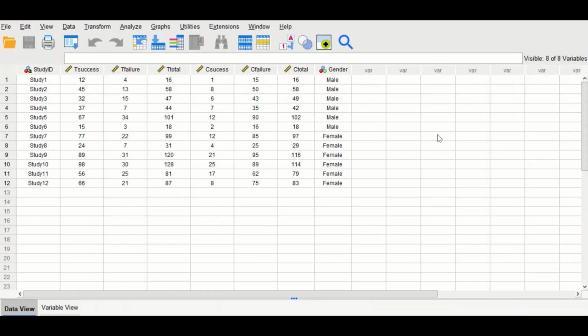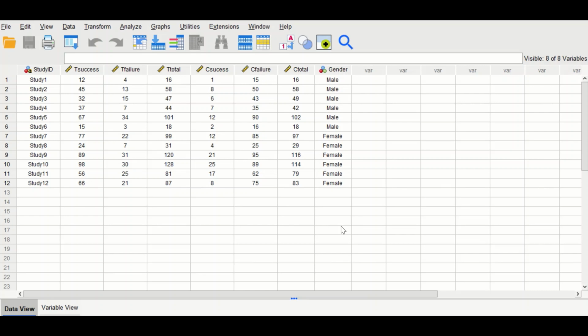Meta-analysis can be performed to combine all this data from all the 12 studies and find out the overall pooled effect size and determine the level or percentage of heterogeneity among the studies. So either a meta-analysis can be done for all the 12 studies, or a subgroup meta-analysis can be performed, and the subgroup will be based on gender, male or female.